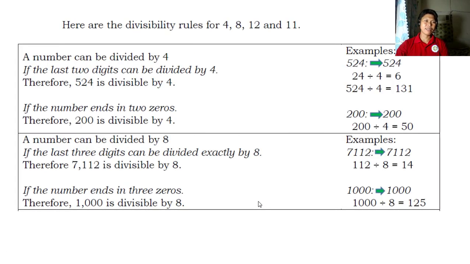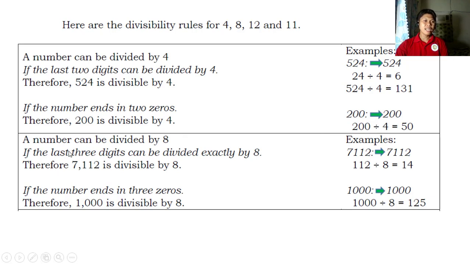Ayan, nakasulat na yan. A number is divisible by 4 if the last two digits can be divided by 4. Like for example, this one. Ang last two digits ng 524 is 24. So, 6 times 4 is 24. So, this is divisible by 4. If the number ends in two zeros, kagaya ng 200, divisible talaga yan ng 4. Kasi ang last two digits ng 200 is 00, 0 is divisible by any number.